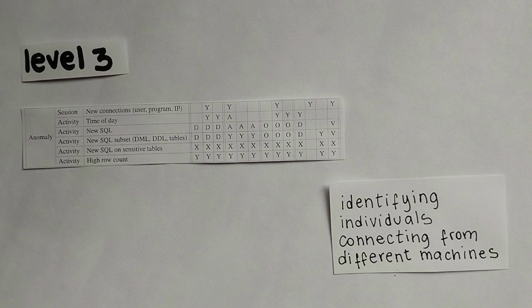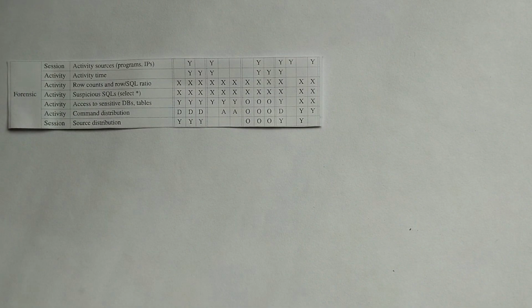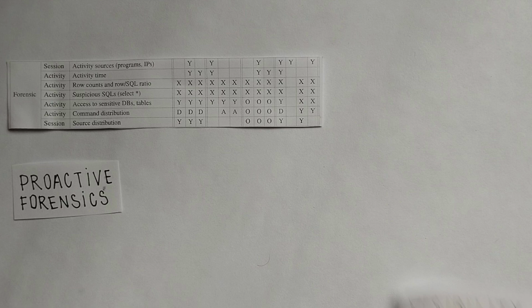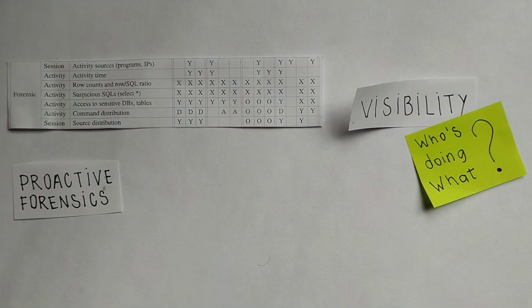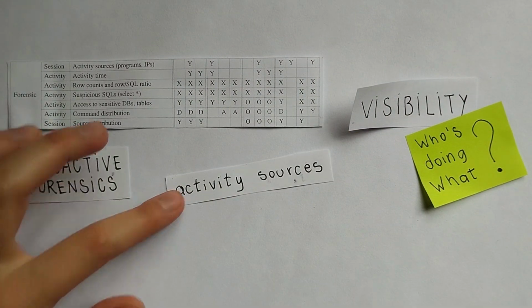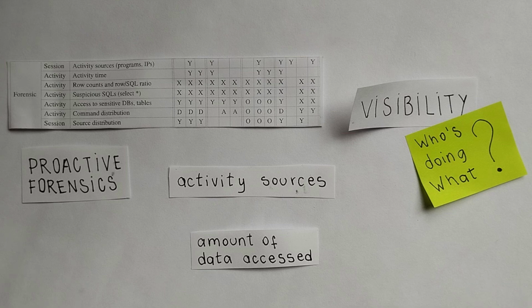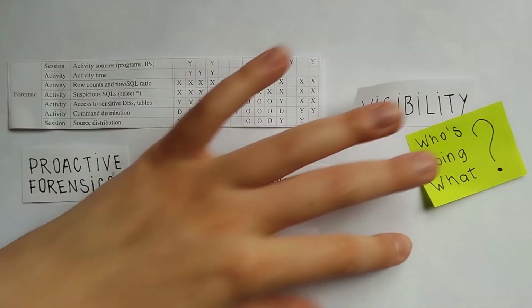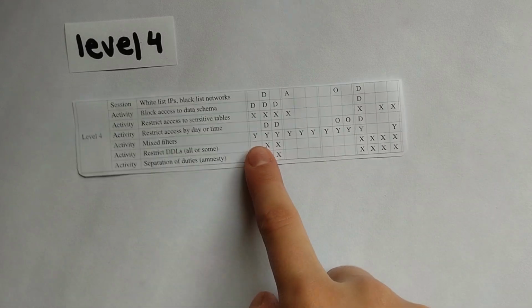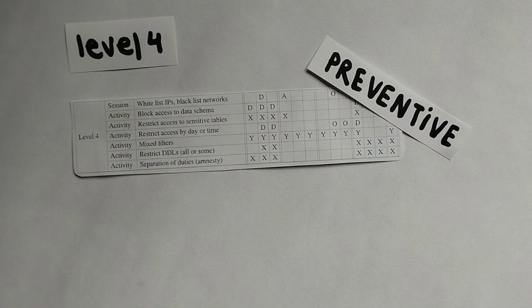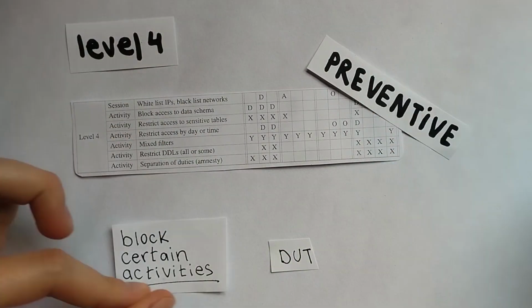Another component in level 3 is proactive forensics. That gives security personnel visibility into who's doing what in the database. Looking, for example, at activity sources, the amount of data accessed, the ratio between SQLs and rows, and more. And that takes us to level 4, which is preventive. Here we can block certain activities, apply separation of duties, and more.